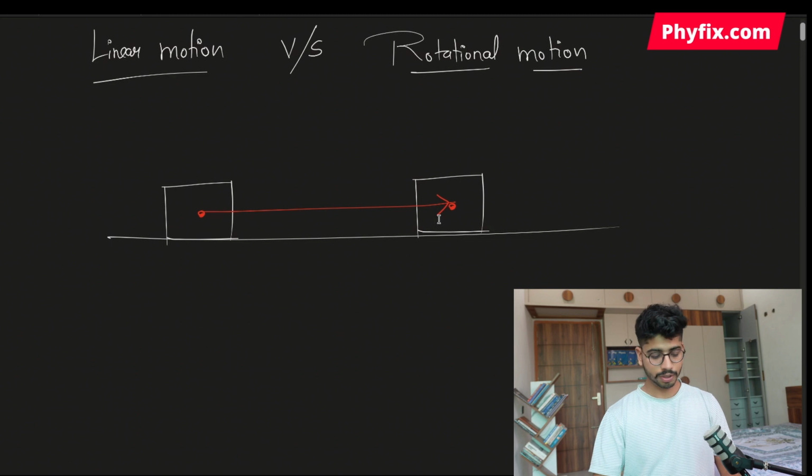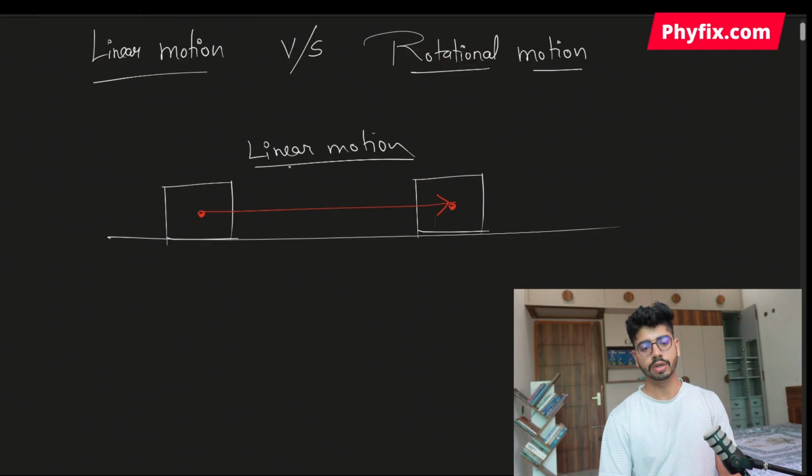This is another situation. This is some kind of linear motion. This is an example of linear motion. The car is moving on the road. This is the linear motion that we study before going to rotational motion.